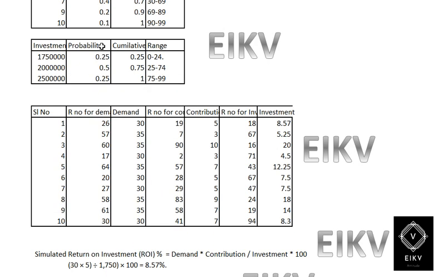Then we have the investment probability. The investment probability is written as 0.25, 0.5 and 0.25. Therefore the cumulative probability will be 0.25 for the first, 0.25 plus 0.5 gives 0.75 for the second, and 0.75 plus 0.25 gives 1 for the third. After that we need to compute the range. The end part of the range will be the cumulative probability minus 1. Therefore 0 to 24 will be the first range, 25 to 74 the second range, and 75 to 99 the third range.